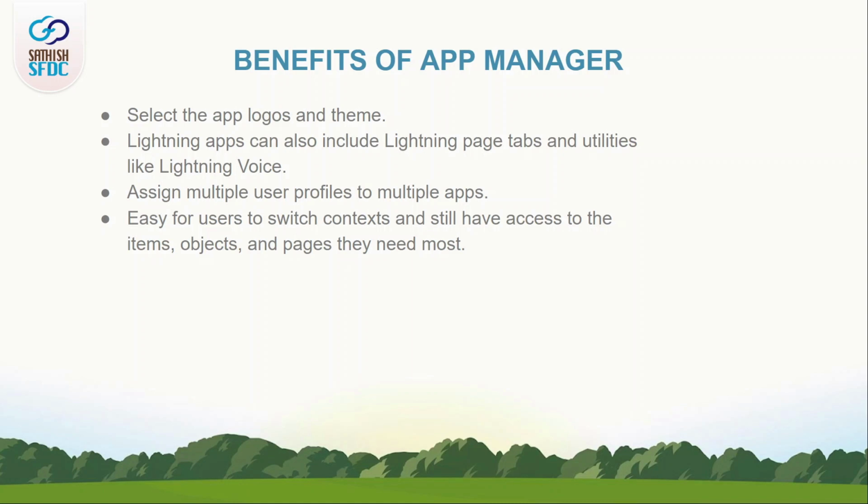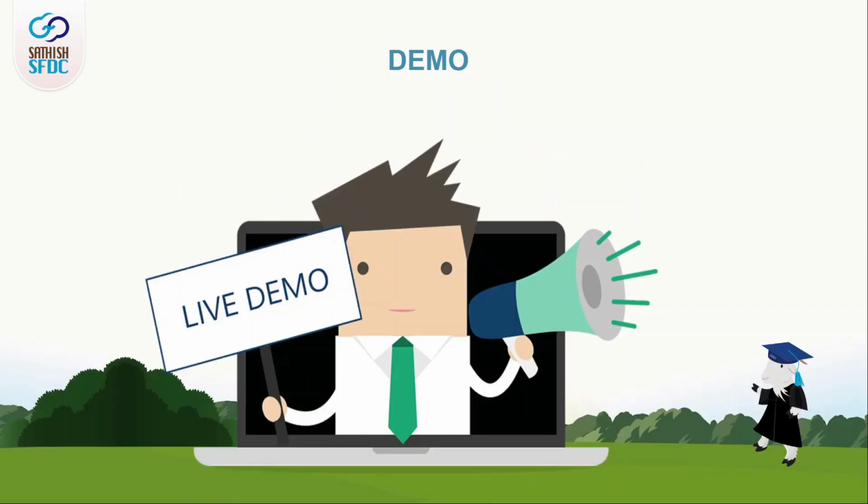Benefits of the App Manager. To distinguish apps, we can give separate logos and apply themes to each app. Lightning apps can also include Lightning page types and utilities. We can assign multiple user profiles to multiple apps. Lightning apps make it easy for users to switch context and still have access to the items, objects and pages they need most. Let's go to the demo and see Lightning apps and App Manager.